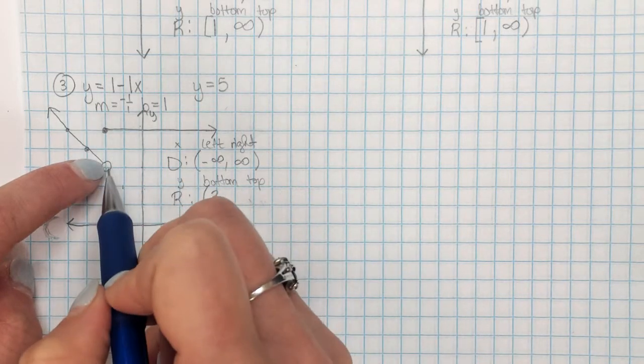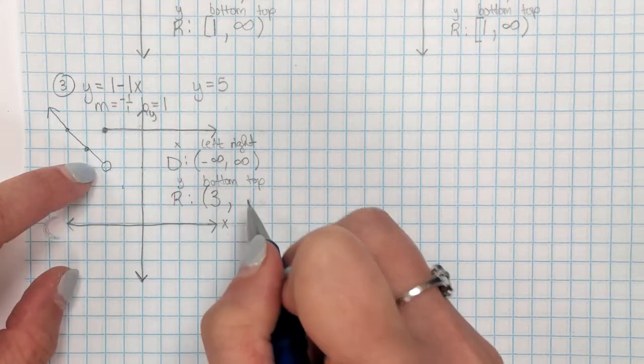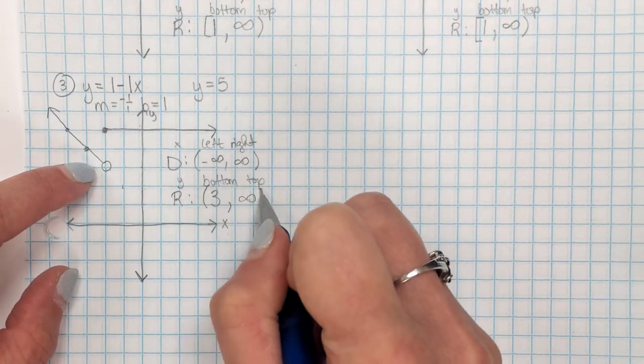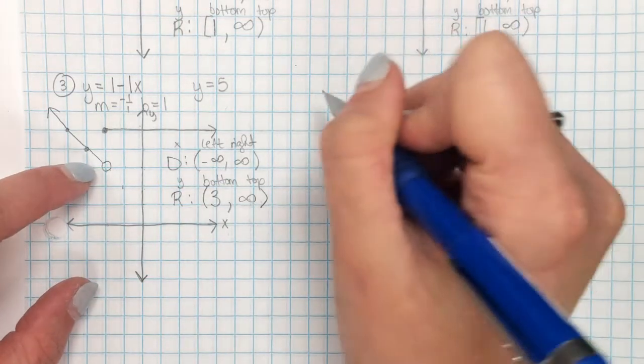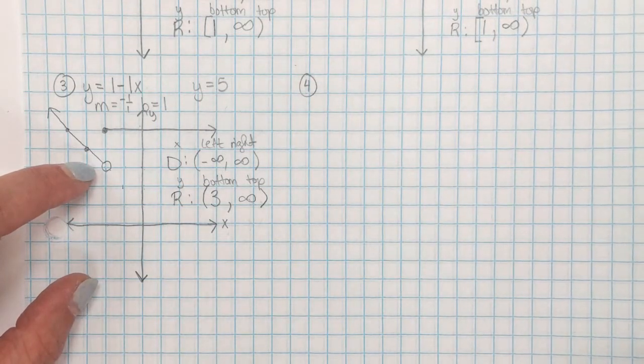Then you ask yourself, do you see one going to the top? And this guy's going to the top forever and forever. And going to the top is a positive infinity. Infinities always get a parenthesis. Alright, remember, if I'm going too fast, just hit the pause button.